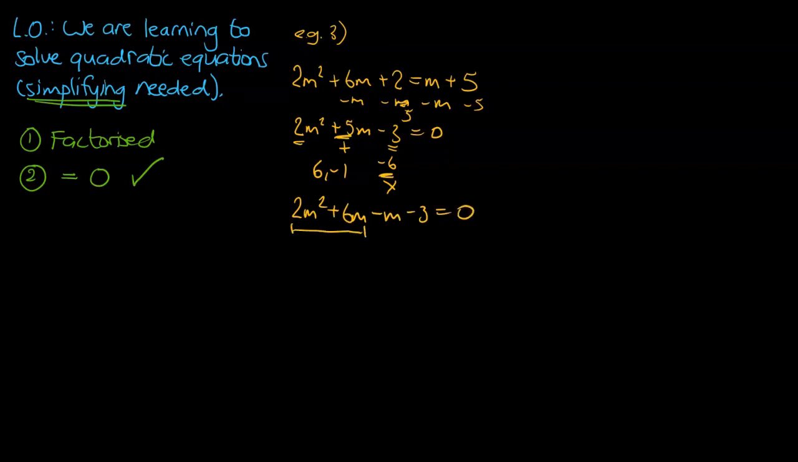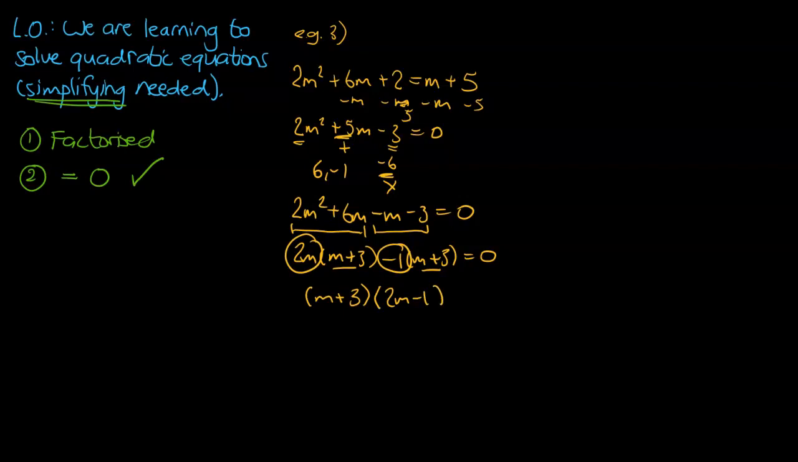We factorize the first bit. They've got a 2m in common, which leaves m plus 3 left over. We then look at that second bit. They've got a minus 1 in common, which leaves m plus 3 as well. That equals 0. We can see we've got that same common bracket. We haven't made any silly mistakes, so let's put that common bracket down, m plus 3. And we know the second bracket will be the 2m and the minus 1, 2m minus 1. They combine to get 0.